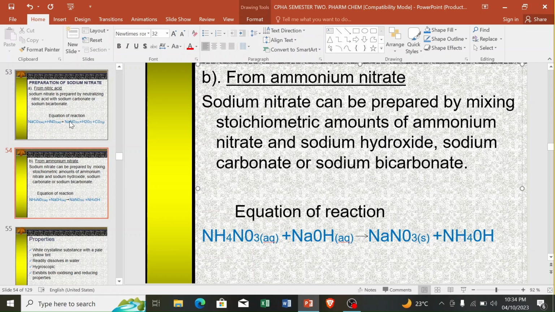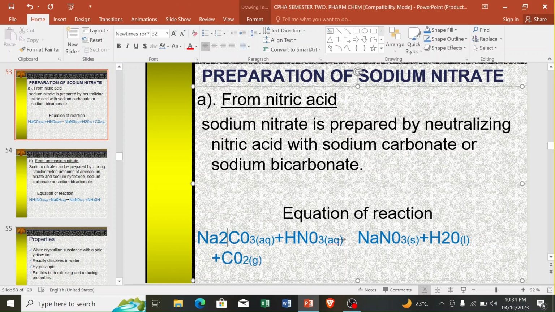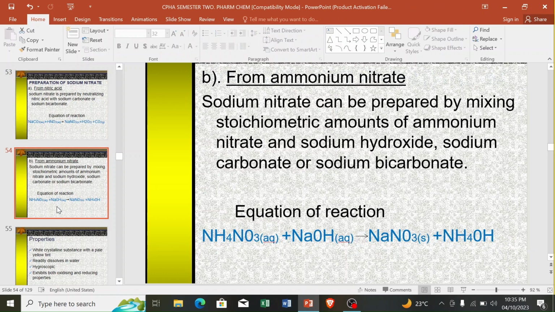I forgot to tell you how a bicarbonate looks. This will be a carbonate if it had a 2 here. And if it is a bicarbonate, we shall have an H in the middle instead of the 2. This is sodium bicarbonate. Without it, it is sodium carbonate with a 2 there. Okay, so make sure you note that.